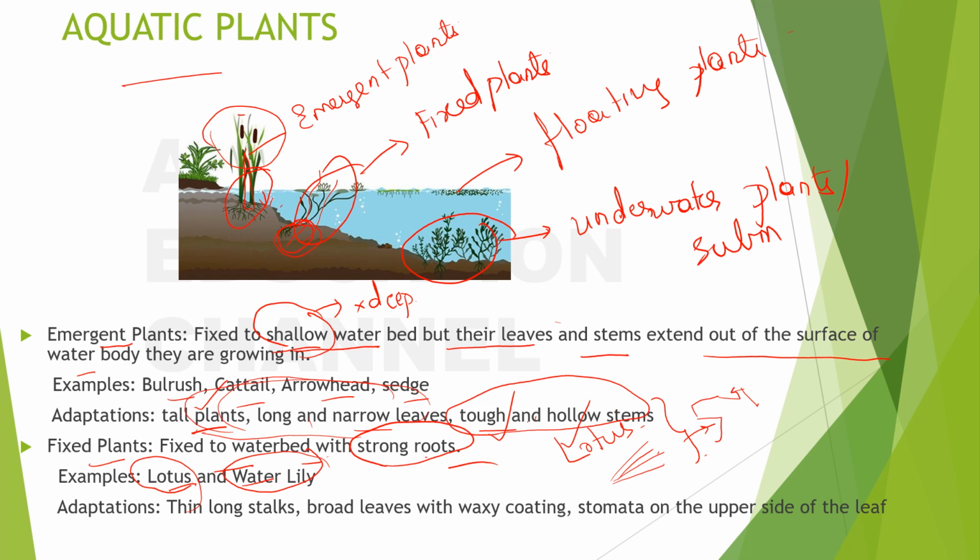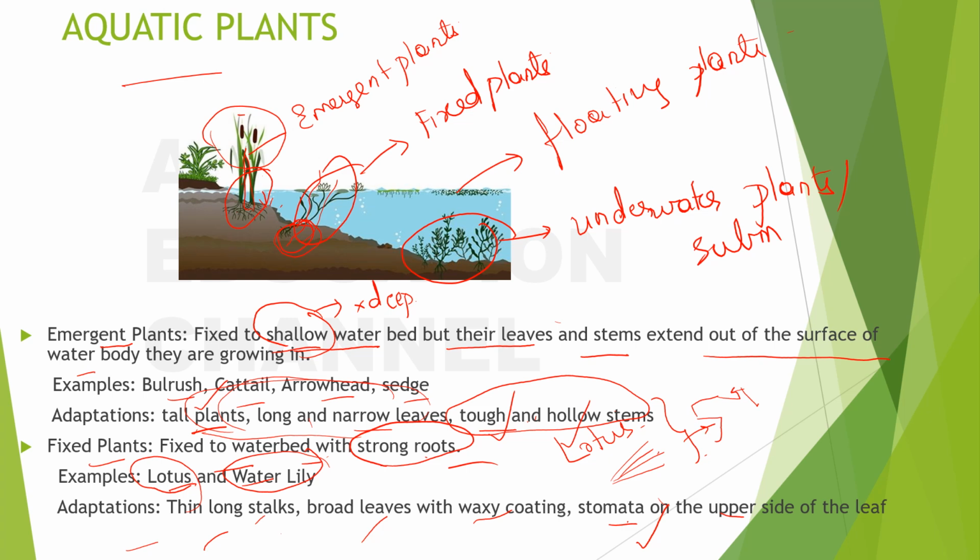Okay. Now adaptations, what are the adaptations they have made? Thin long stalks, broad leaves with waxy coating, stomata on the upper side of the leaf. Where will the stomata be on all other plants? It will be on the underside of the leaf. But here in the fixed plants you can find it on the upper side of the leaf. Thin and long stalks, broad leaves with waxy coating.